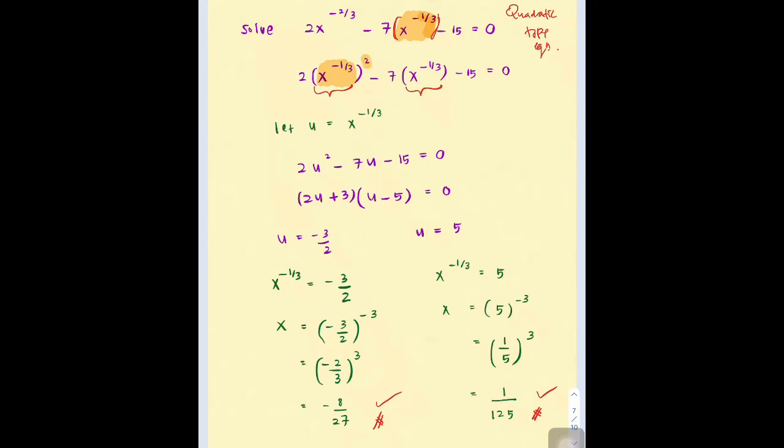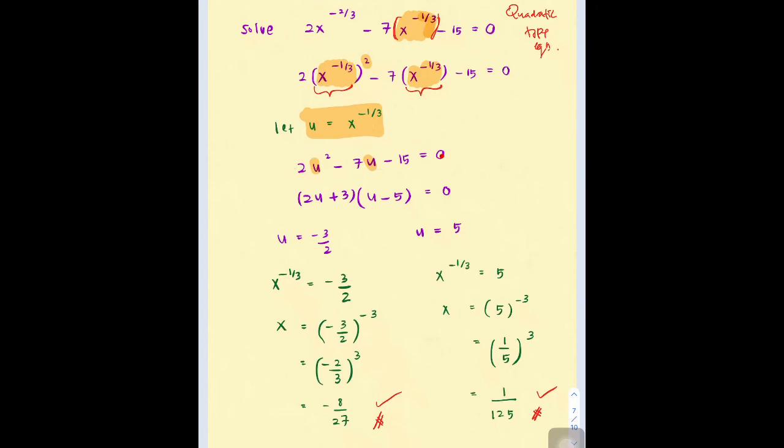Okay, so let's check. What is minus 1 over 3 times 2? This is minus 2 over 3. So you get back the question, which is 2x to the power of minus 2 over 3. Okay, so the one that I highlighted here, this is your variable. So now let u as x to the power of minus 1 over 3. So u squared minus 7u minus 15 equal to 0. So this is a normal quadratic.